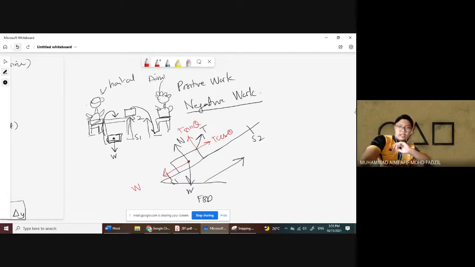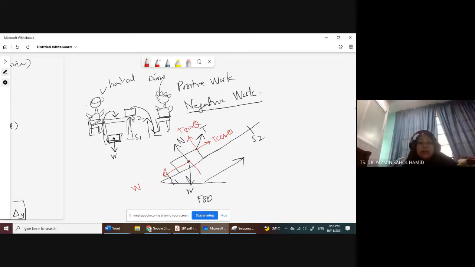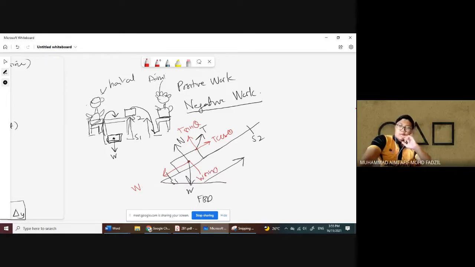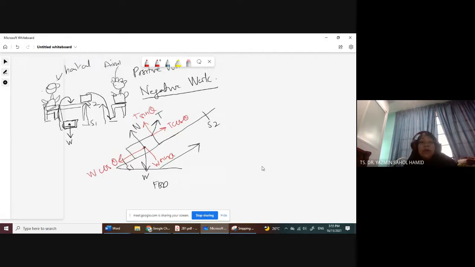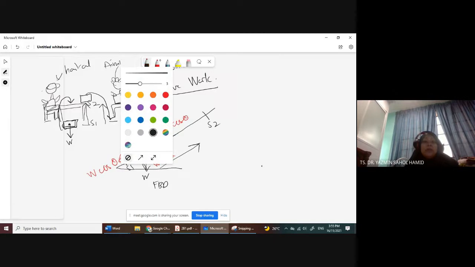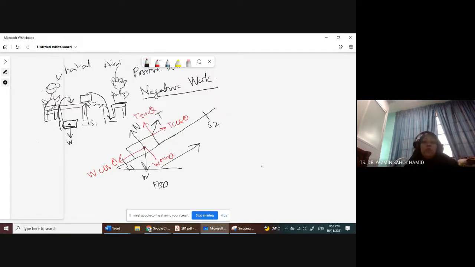Terbalik. Balik. Ni W sin theta, terbalik, W cos theta. Okay, now when you look at this question here, I'm going to ask you a question. Is there work due to weight? Is there work due to weight, W?